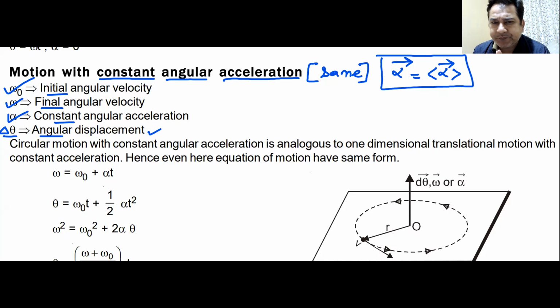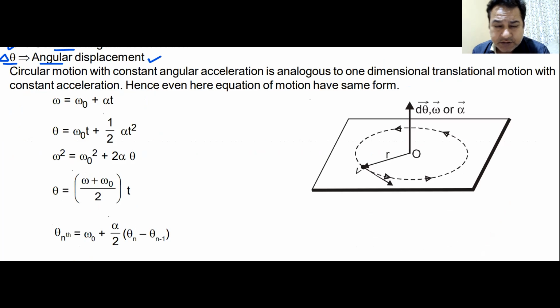Well, I hope you have noted down the four terms. Now we will go through the equations of motion with constant angular acceleration, and we will try to see how these equations are exactly the same, and I will repeat, exactly the same as what we had done previously in chapter number 1.